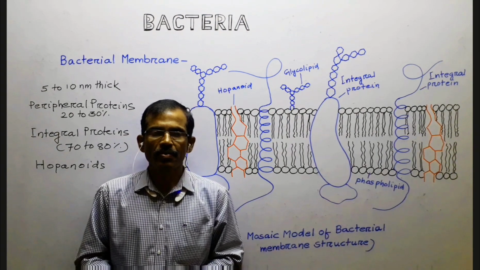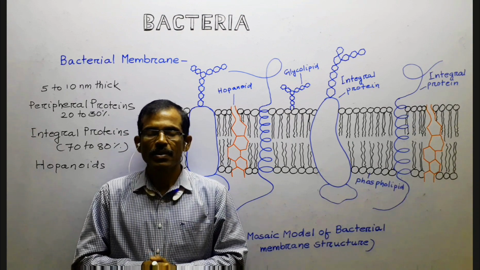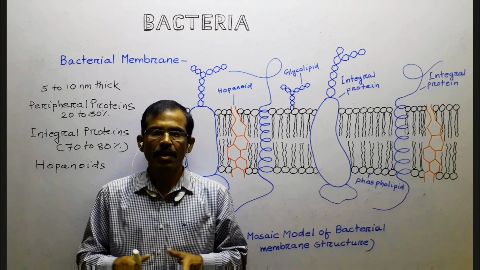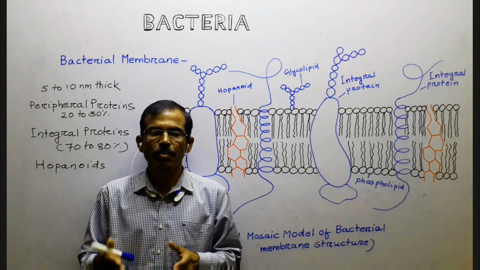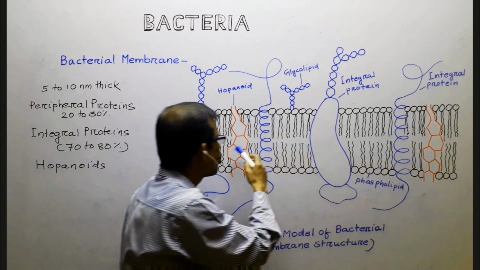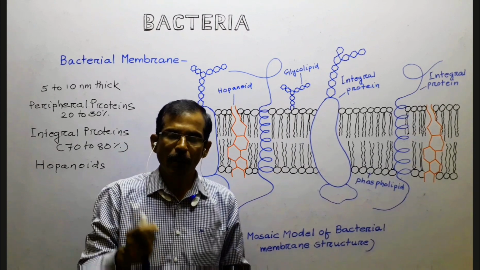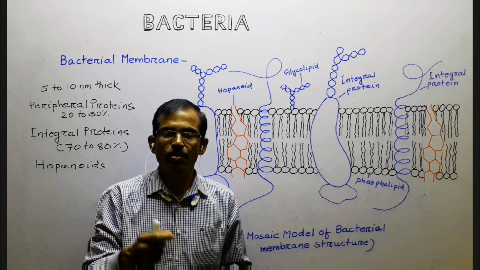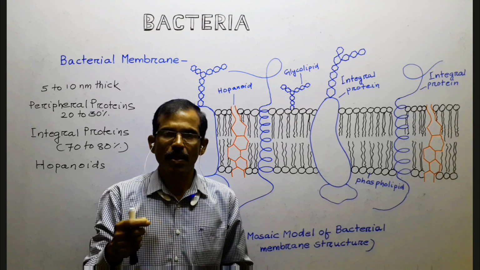One of the distinctive features of bacterial plasma membrane is the absence of sterols such as cholesterol. Sterols are present in eukaryotic membranes. However, in bacterial membranes, sterol-like molecules known as hopanoids are present. Like sterol, hopanoids probably help in stabilizing the membrane. So friends, this is about the structure of bacterial plasma membrane.